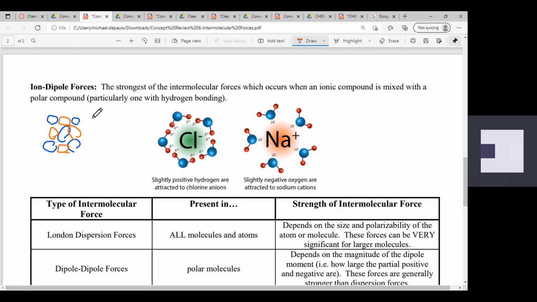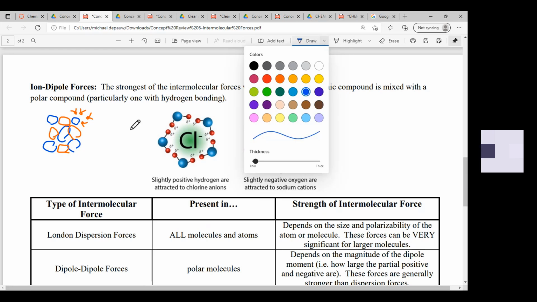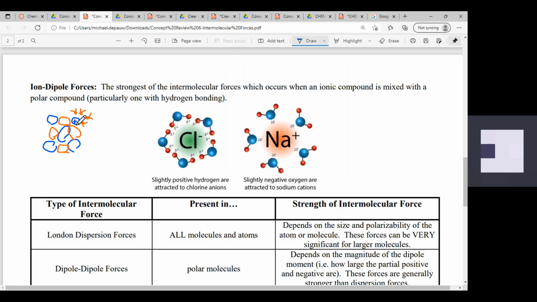So what happens is you've got these little water molecules, and the negative oxygens are going to surround this positive ion here, and they're going to peel it off. They're going to pull it off. And when they do, it's going to leave the rest of them attached to the crystal.